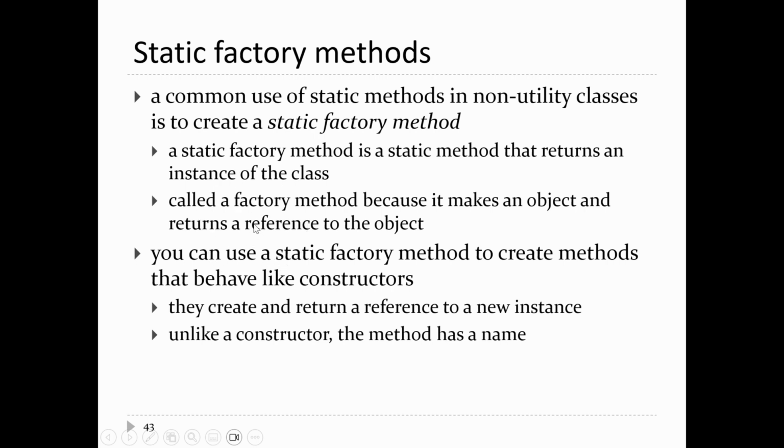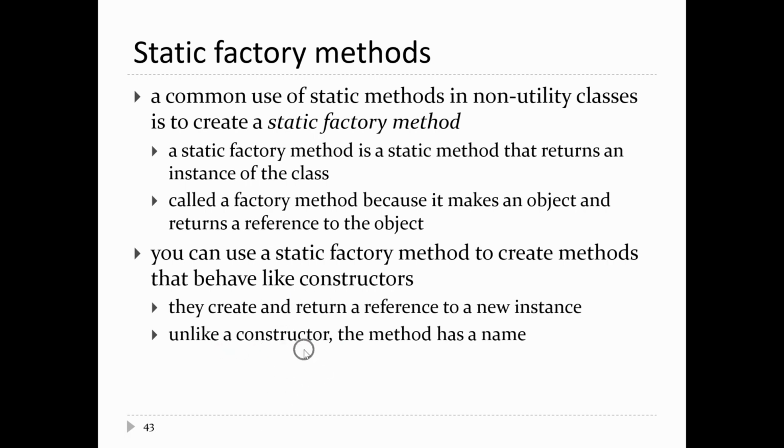Now it's a static method, so you can call the method using the name of the class. You don't need to make another object first to call the static factory method. And if you have a method that returns an object, that's sort of like having a constructor. Remember, if you use new with a constructor, you get a new object that is initialized to some state. If you call a static factory method, you get a new object that's initialized to some state. So you can use static factory methods to create methods that behave like constructors.